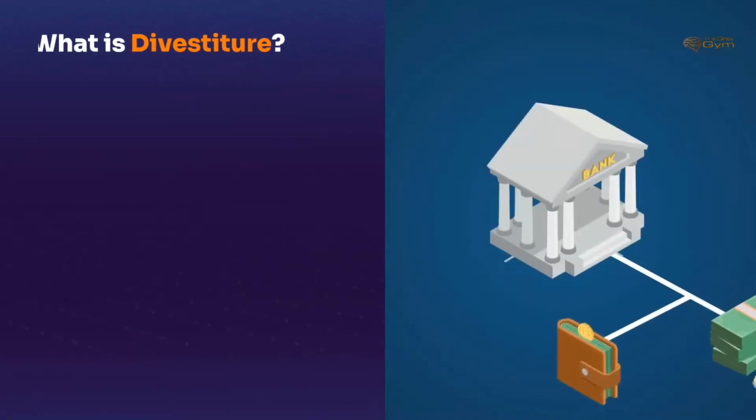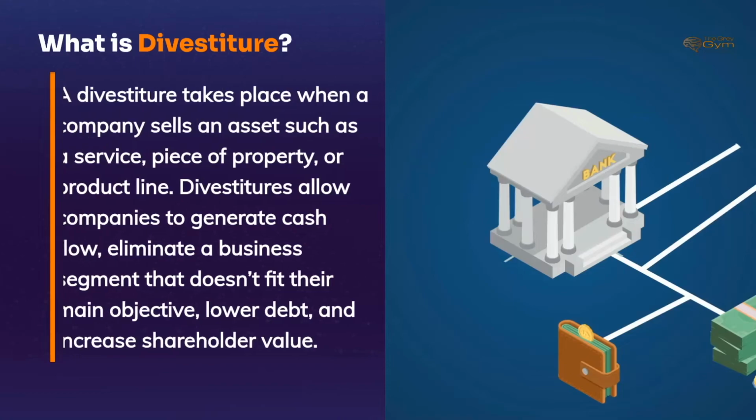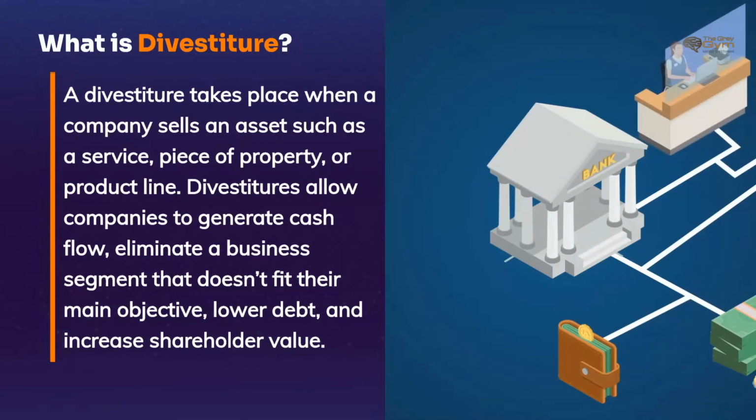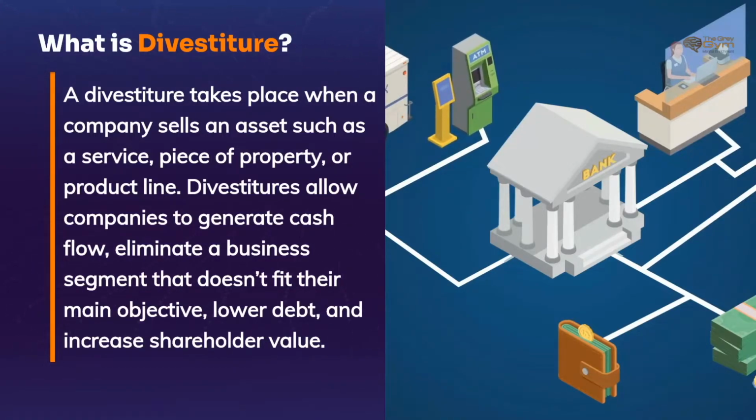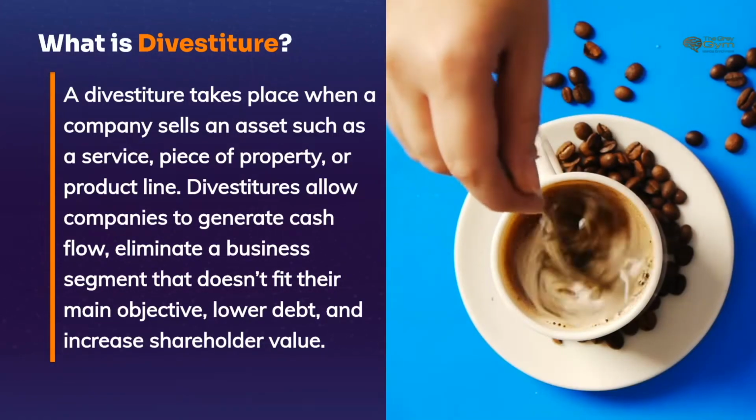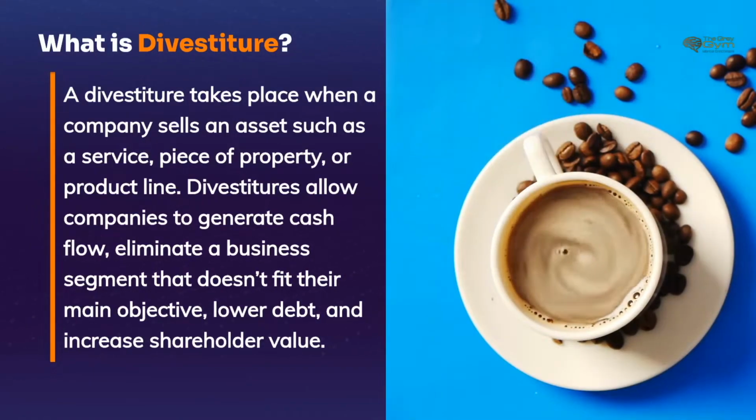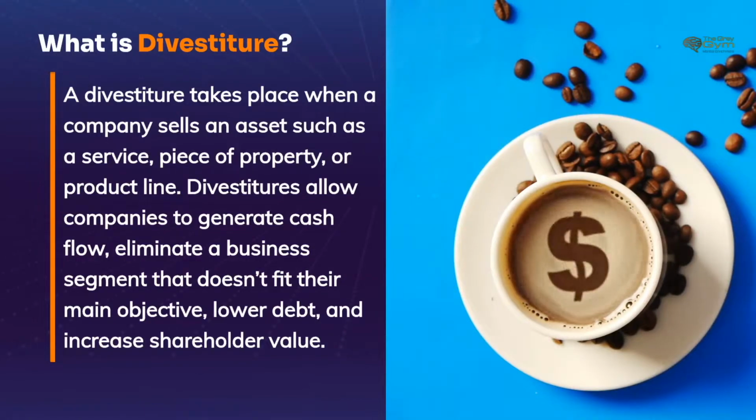Great. Moving along. What is divestiture? A divestiture takes place when a company sells an asset such as a service, a piece of property, or product line. Divestitures allow companies to generate cash flow and eliminate a business segment that doesn't fit their main objective. It helps lower debt and increase shareholder value.